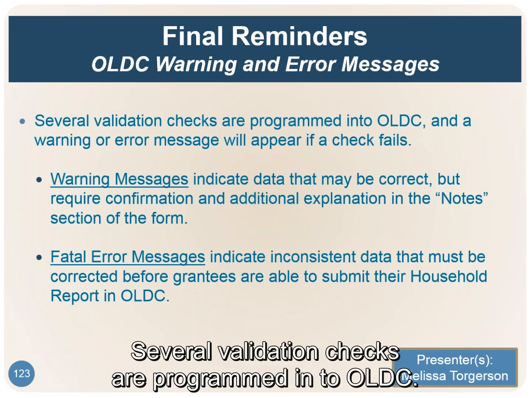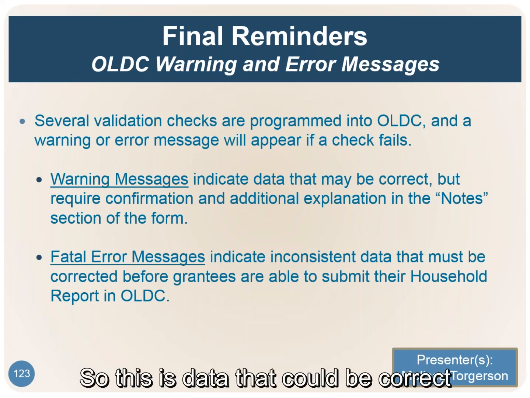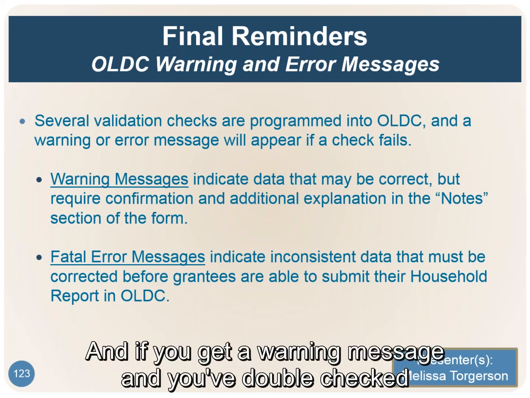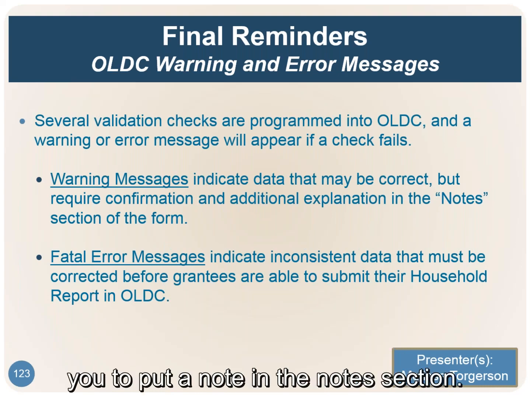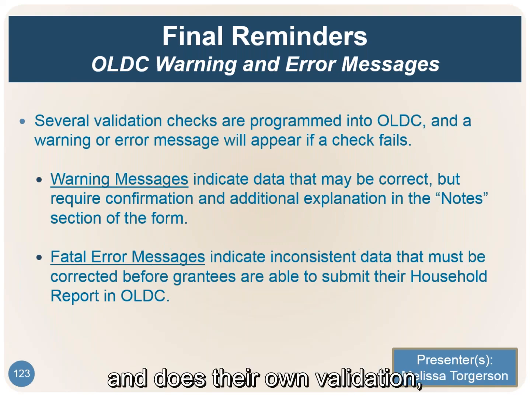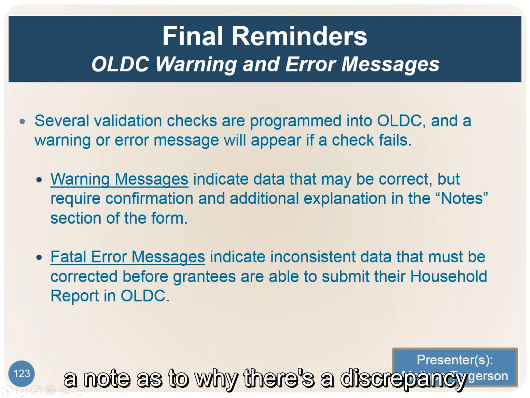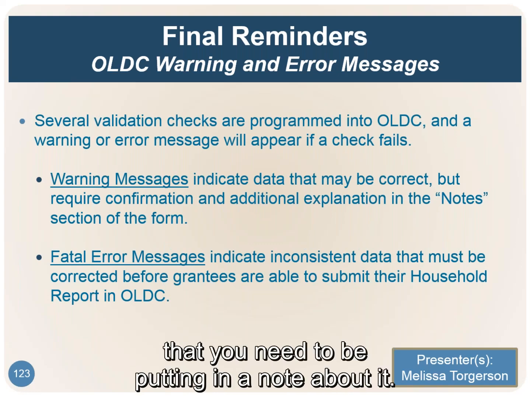Several validation checks are programmed into OLDC. Once again, as Dan mentioned, these can be warning errors. So this is data that could be correct, but we want you to double check it. And if you get a warning message and you've double checked and it is the right data, this should automatically trigger you to put a note in the note section. Because when a PRIZE reviewer goes through and does their own validation, when a warning pops up and they don't see a note as to why there's a discrepancy, they're going to call you. So just use that warning message as a trigger that you need to be putting in a note about it.